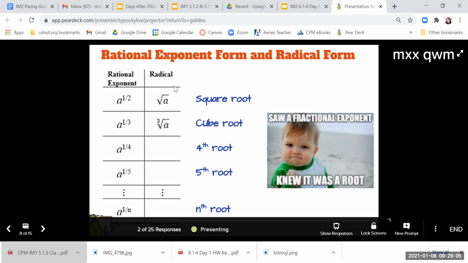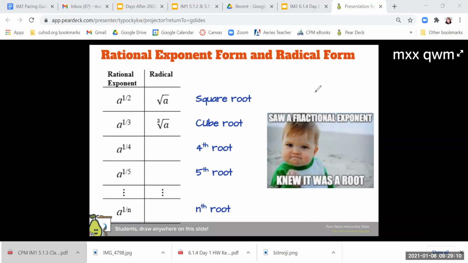A to the 1/4 would be, I know this is hard to write sometimes with your stylus or your mouse, but you can take up more space if you need to, the 4th root of a, and then a to the 1/5, that's the 5th root of a. And we continue that pattern for every fraction exponent. A to the 1/n is considered to be the nth root. And we put an n in the index. All right, so the nth root, that just means any number could go there.